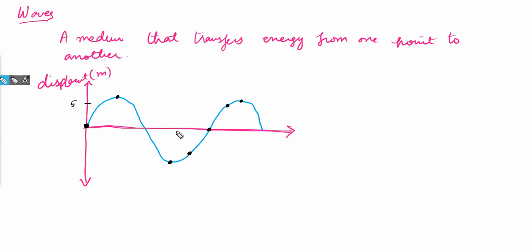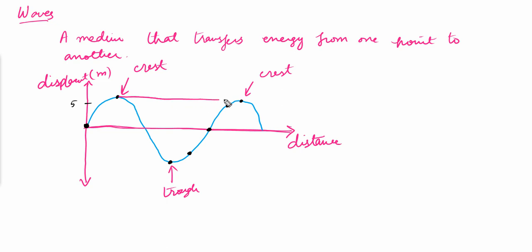Alright, so for the wavelength, we will have distance in the x-axis and displacement in the y-axis. Now this point is called crest. The maximum displacement point of the wave is called crest, and the negative maximum displacement point of the wave is called trough. Alright, so wavelength is basically the distance between two consecutive crests or between two consecutive troughs.